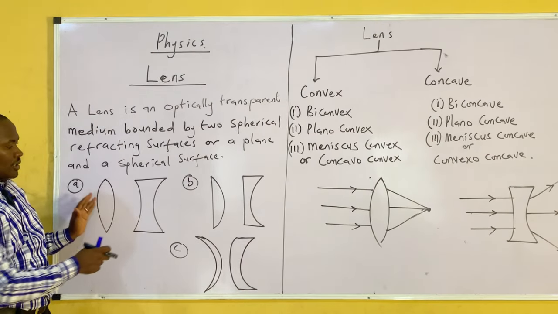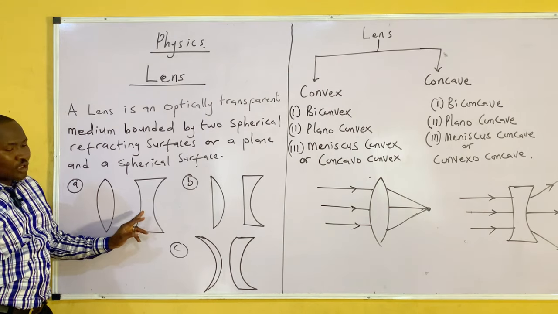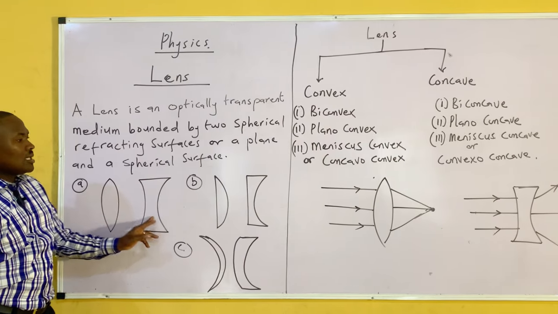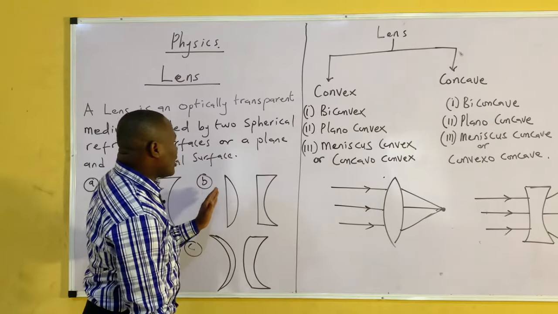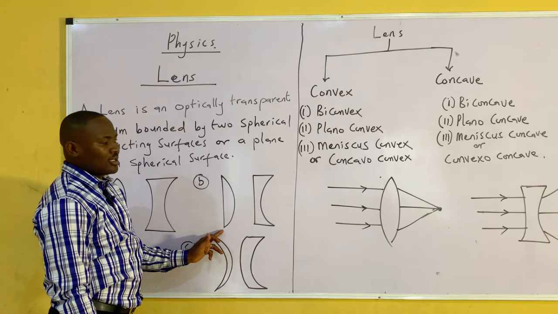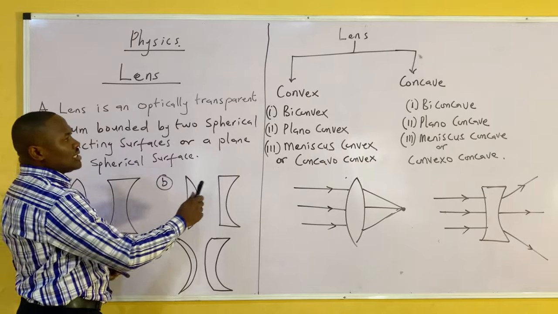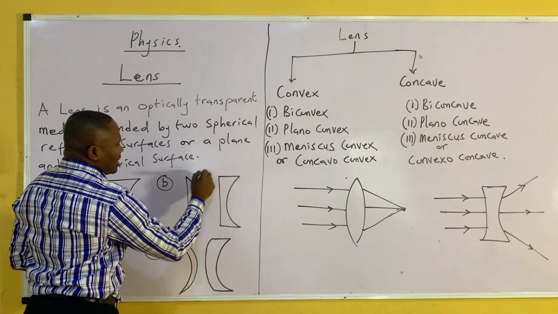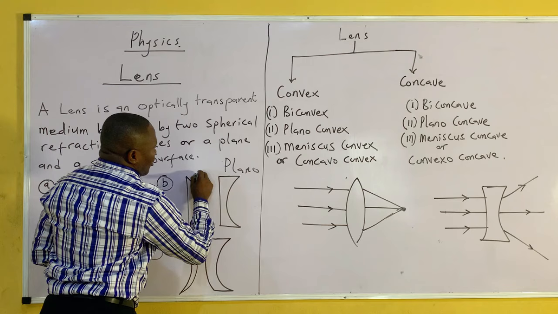For the convex, this is how it is written. For the concave, this is how it is written. This is a biconvex lens. This is a biconcave lens. Now, what about the ones with a plane surface and a spherical surface? Those lenses are called plano lenses.